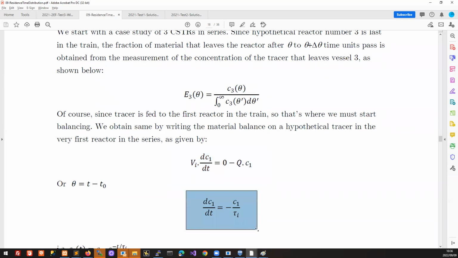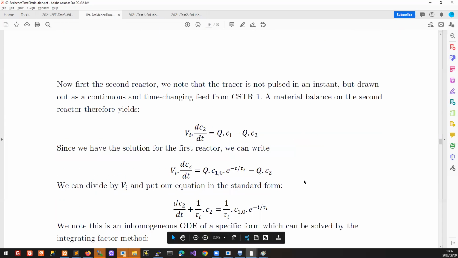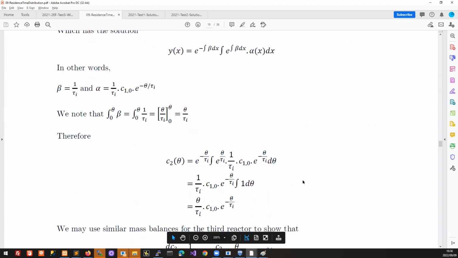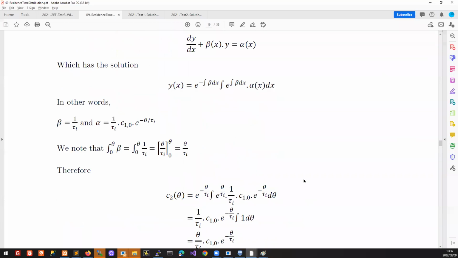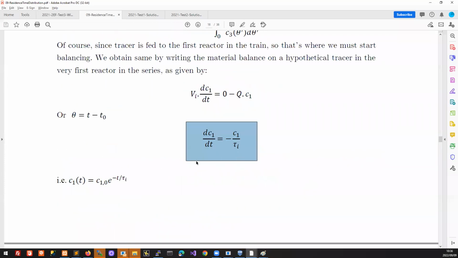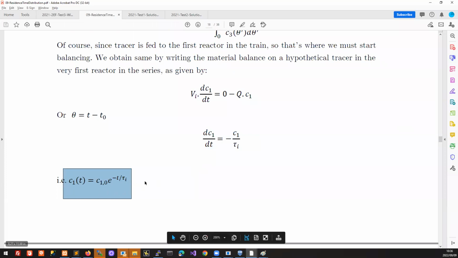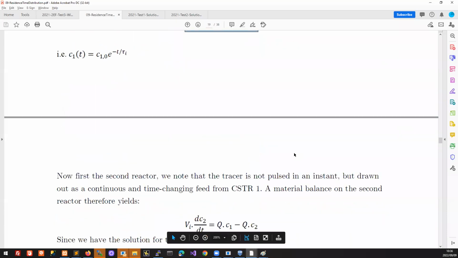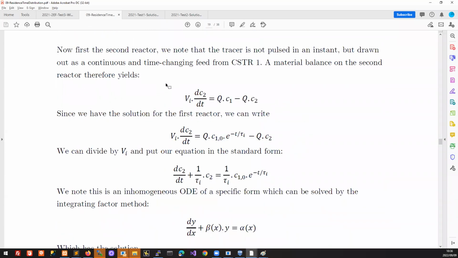So as before, we have that expression, and we saw that if you do that derivation, if you integrate that, you get that. And then if you divide by the integral under that curve, then you get 1 over tau e to the minus theta over tau. So that's our simple CSTR case. Now, if you do the balance on the second tank, then we can no longer say that after t equals 0, there's no more tracer coming in.